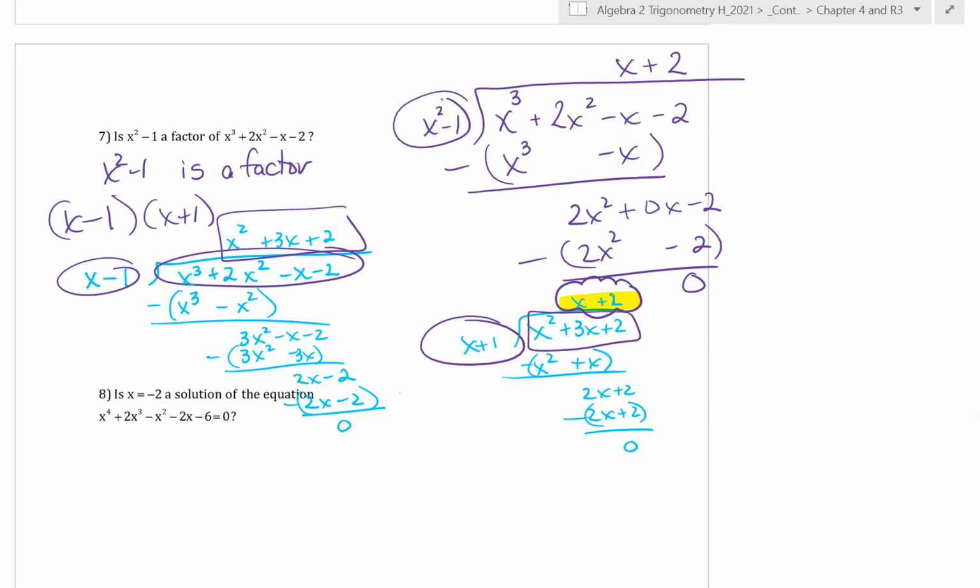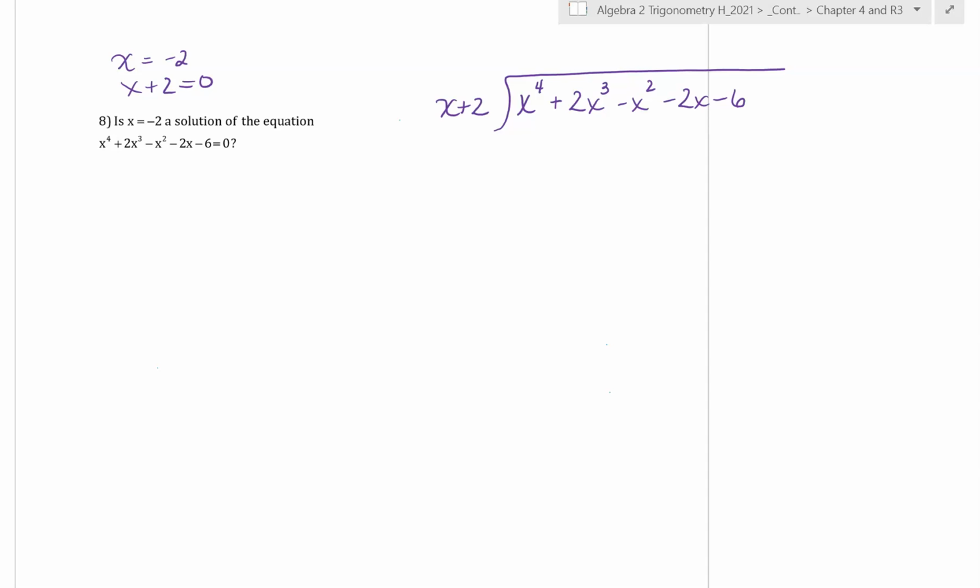All right, let's take a look at this last example. We're asked, is x equals negative 2 a solution of this equation? So they're asking, is x plus 2 a factor? So we are going to go ahead and multiply x by x cubed. So go ahead and pause the video and find that first line and subtract. So x cubed is the first term in our quotient. x cubed times every term in the divisor.